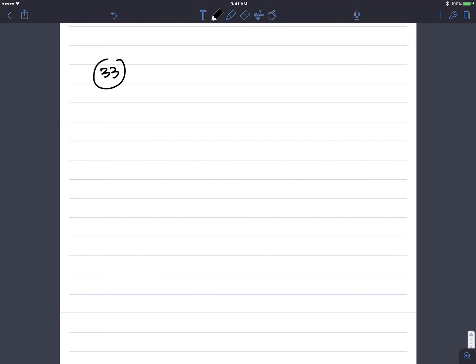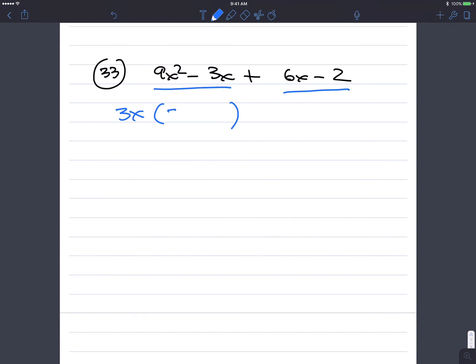So what does that bring us up to? 33? All right, let's try 33. Get 9x squared minus 3x plus 6x minus 2. Okay, let's see what happens here. Four terms, group the first two, group the last two. GCF of 9x squared and 3x. 9 and 3, what's your greatest common factor? Is that 3? X squared and x? X. What's the quotient? 3x minus what? 1. Is that true?